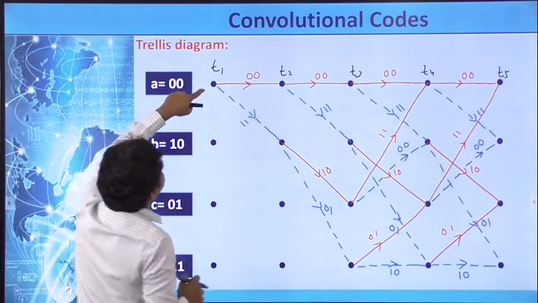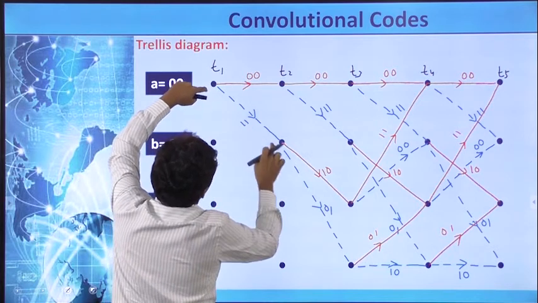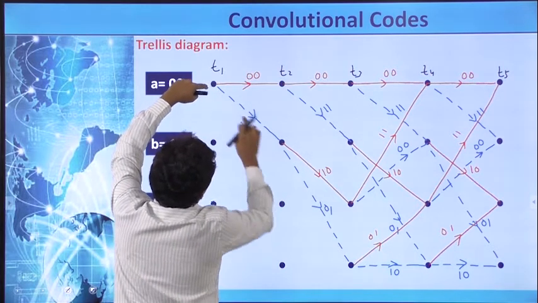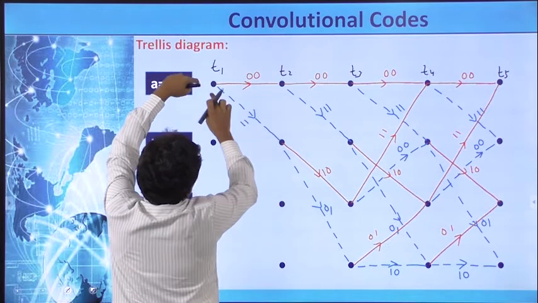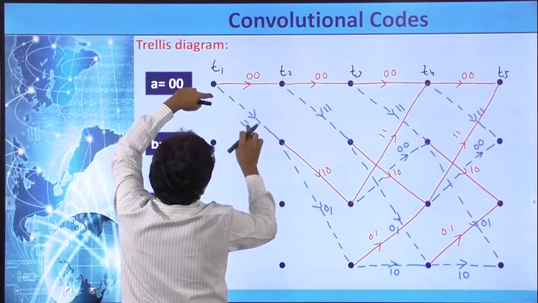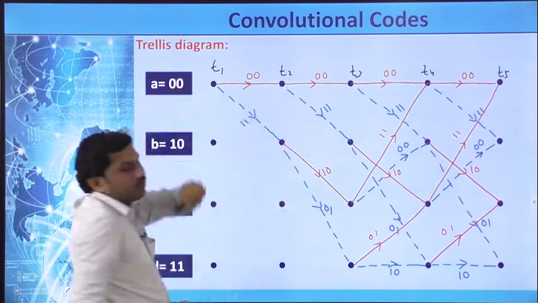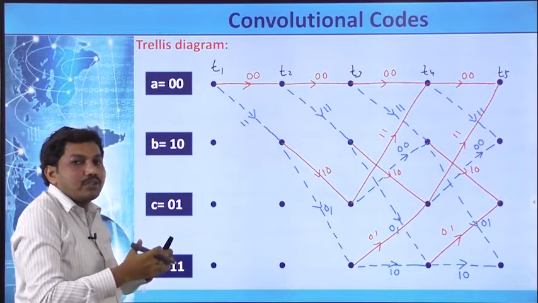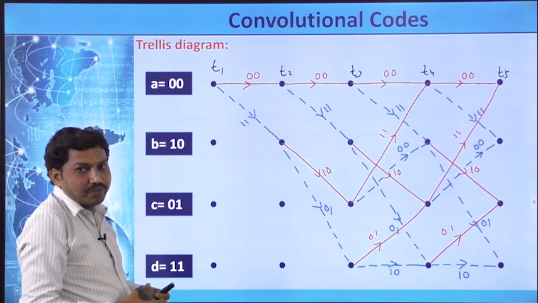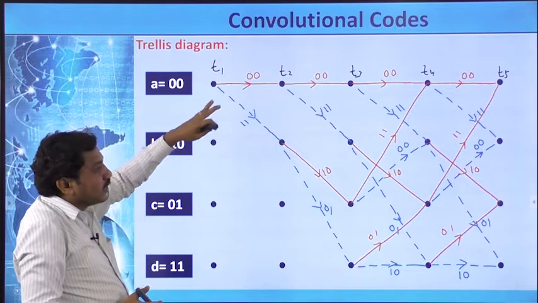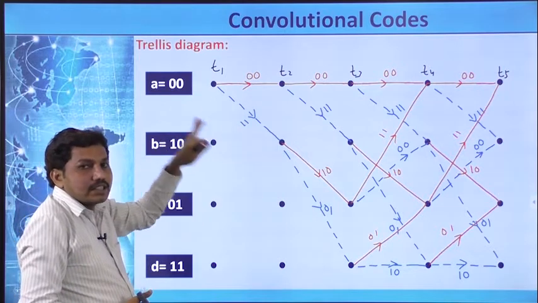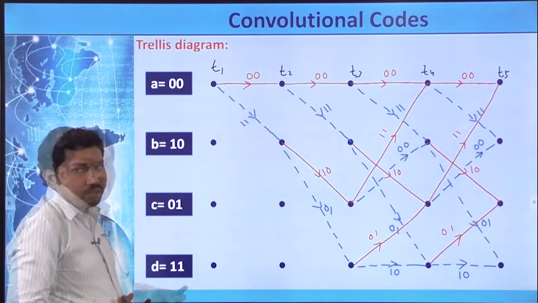The present state is 0 0. When the input is 1, it will move into 1 0 state. So the time required to move from 0 0 state to 1 0 state when the input is 1 is T1 to T2. So the trellis diagram involves time. So this is the complete structure of the trellis diagram.